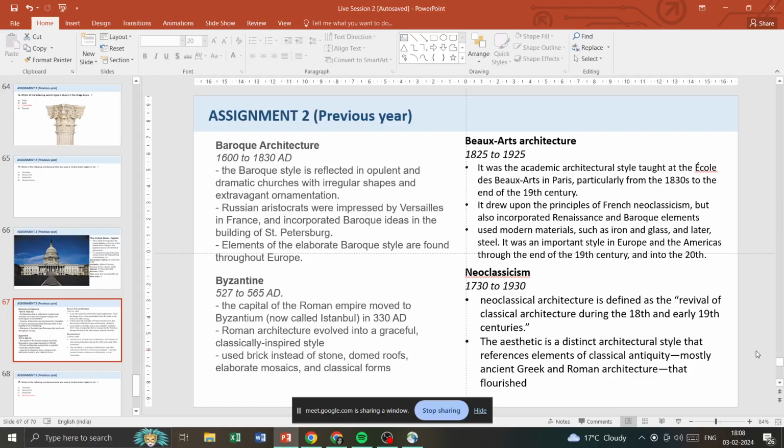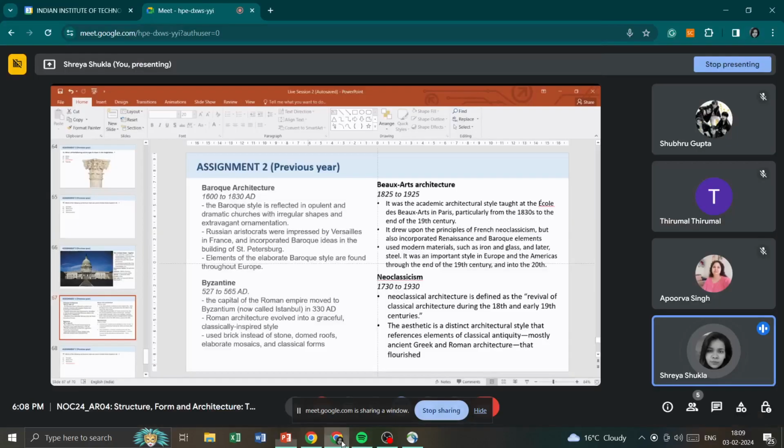Then Beaux Arts architecture was more of an academic architectural style taught at the École des Beaux-Arts in Paris, particularly from the 1830s to the end of the 19th century, and it drew upon the principles of French neoclassicism, but they also incorporated Baroque and Renaissance elements, and they used modern materials such as glass and iron and later steel, and it was an important style in Europe and the Americas through that time.